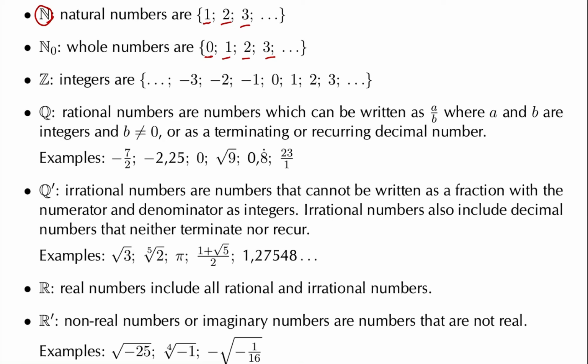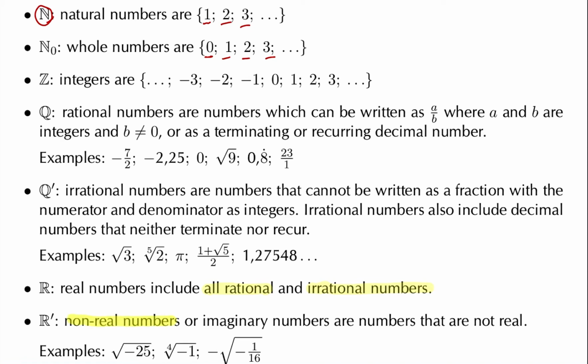And then you also have your real numbers. Your real numbers include all your rational numbers as well as your irrational numbers, meaning your real numbers include all those numbers that can be written in the form of a over b, and all those numbers which cannot be written in the form of a over b, all those recurring numbers as well as all those non-recurring decimal numbers. And then you have non-real numbers as well.